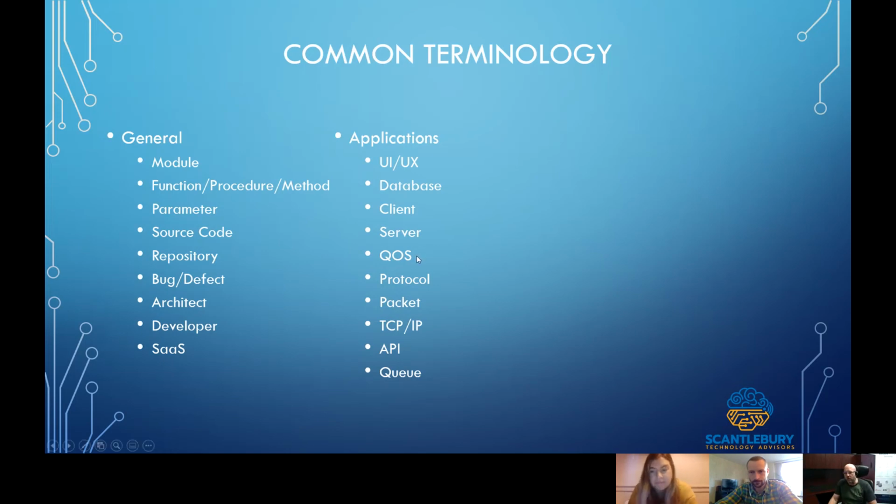QoS is more for real-time systems, but it's quality of service. Sometimes when you need real-time data, you want to know how long it's going to take to get to the client or the device out in the field. Protocol is the language that computers talk. There are lots of different protocols, but the way in which they exchange data, that's the protocol.